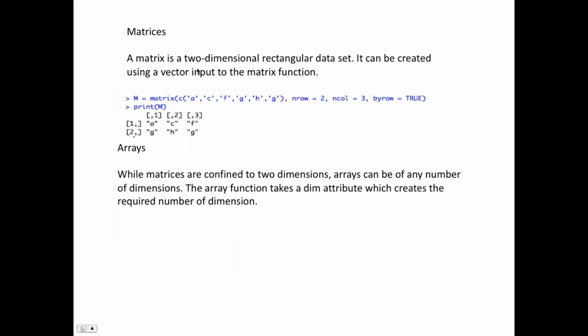What's a matrix? A matrix is a two-dimensional rectangular data set, and it is also derived from a vector. And it is created using a vector input to the matrix function. Again, I've used the vector input to the matrix function, and I've given a concatenate, so it's only two-dimensional. It is not multi-dimensional. Okay. An array is multi-dimensional. It is not confined to two dimensions like a matrix.